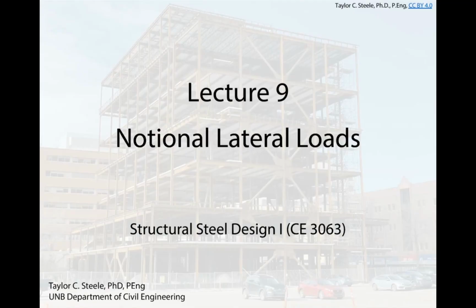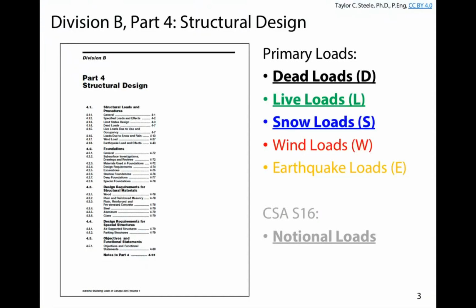these notional lateral loads. The other loads that we talked about so far have been these gravity and lateral loads, dead, live, and snow, wind, and earthquake. And these are all talked about in sections of the building code. So we have 4.1.4 for dead, 5 for live, 6 for snow, 7 for wind, and 8 for earthquake loads. You're not going to see notional lateral loads anywhere in the National Building Code.